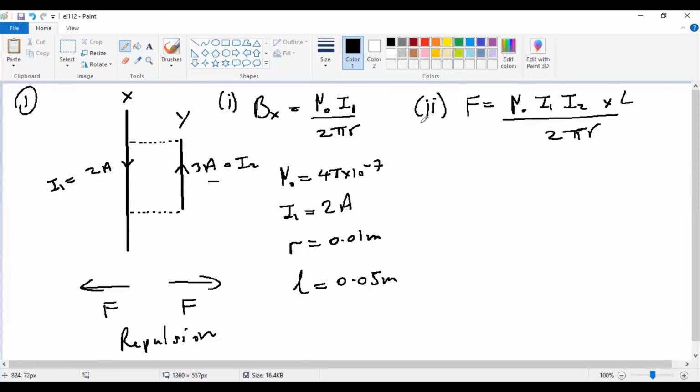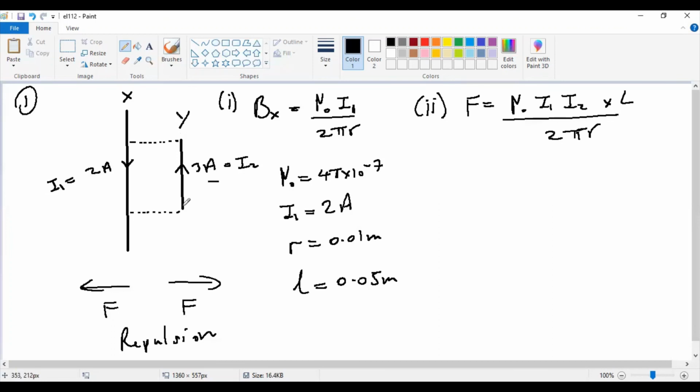For part 3, we can calculate the force between the 2 wires. F equals mu naught I1 times I2 times L all over 2 pi R. I know the current in the first wire, the current in the second wire, and the length.